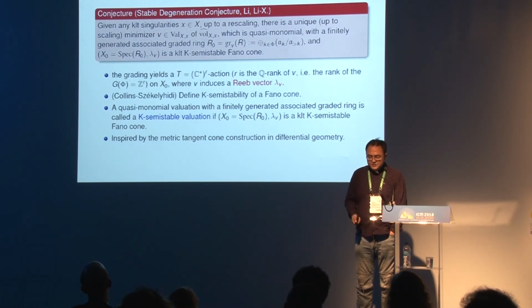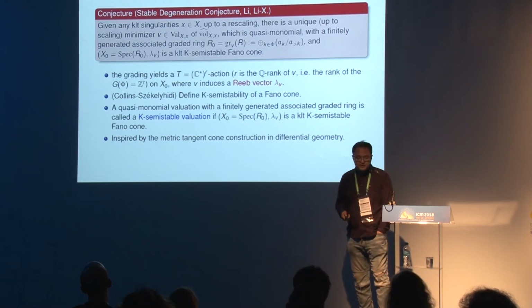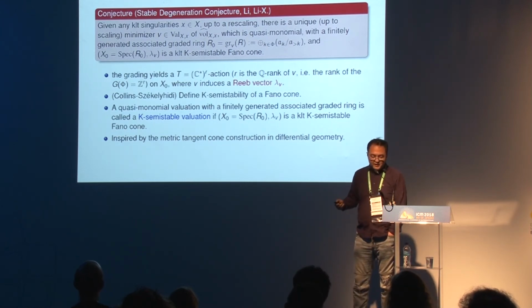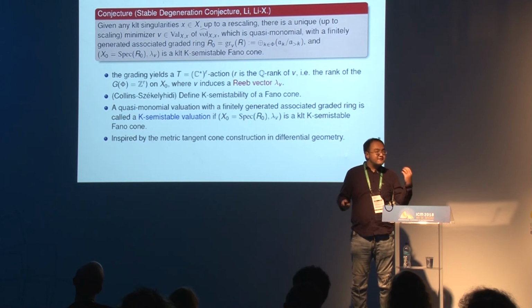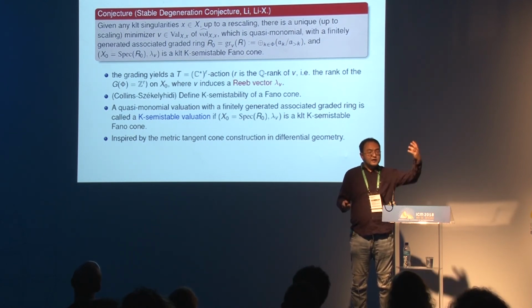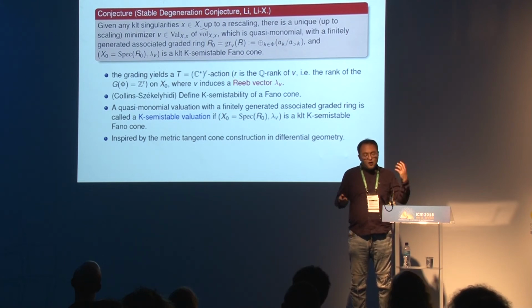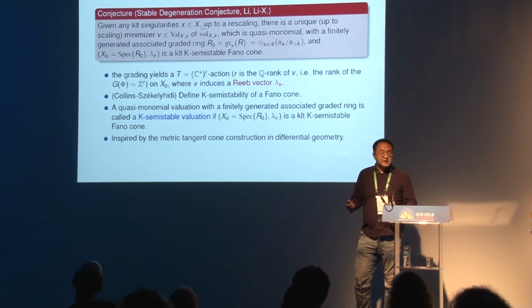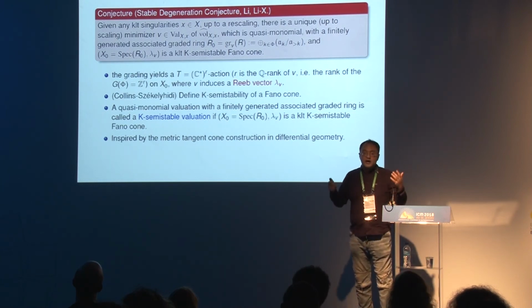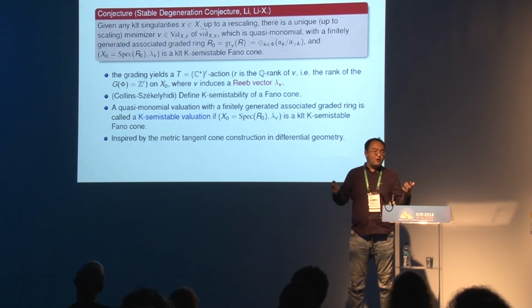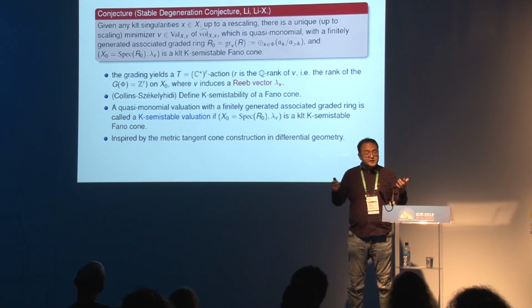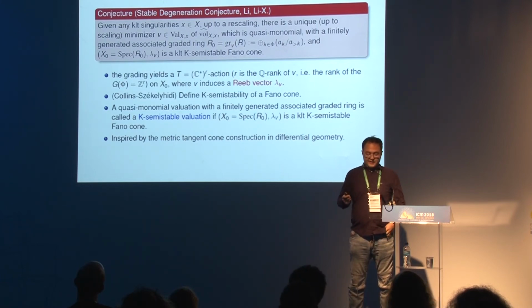But actually, it's not just quasi-monomial. It actually has a finitely generated associated graded ring. This is very real. Even if I start with a smooth point and look at the valuations over it, often the associated graded ring for a valuation is not finitely generated. But somehow for KLT, we conjecture the minimizer always has a finitely generated associated graded ring.